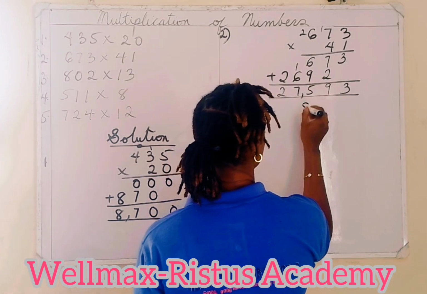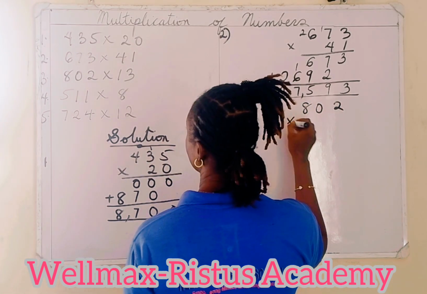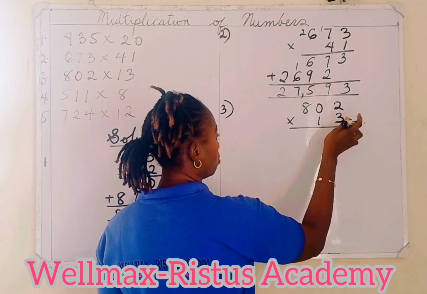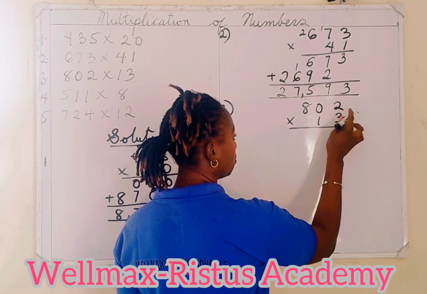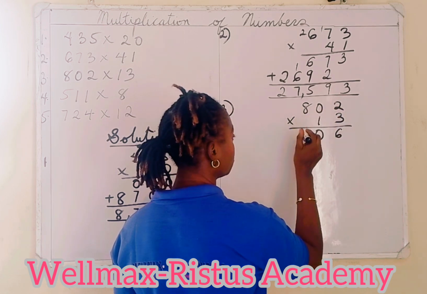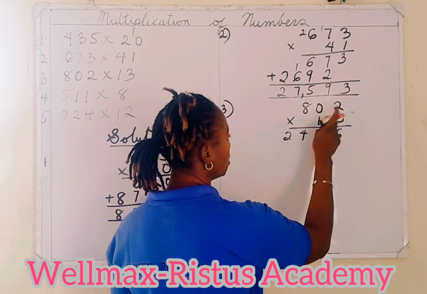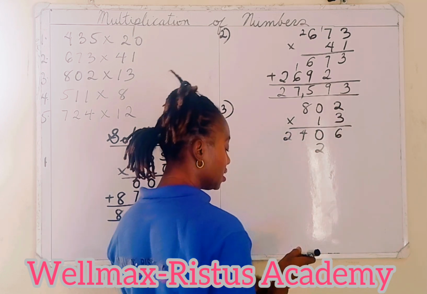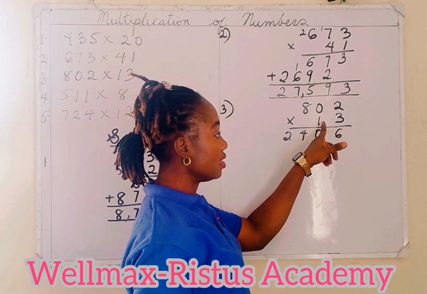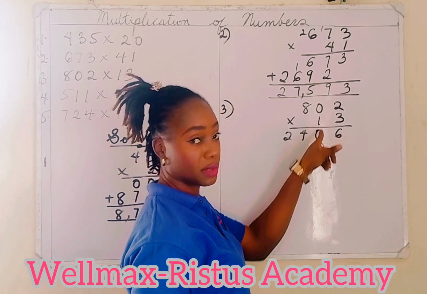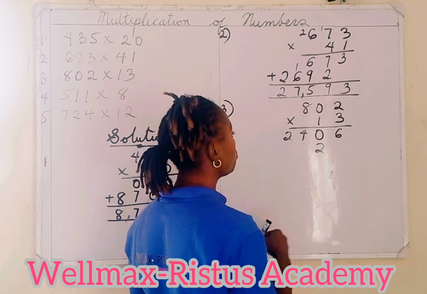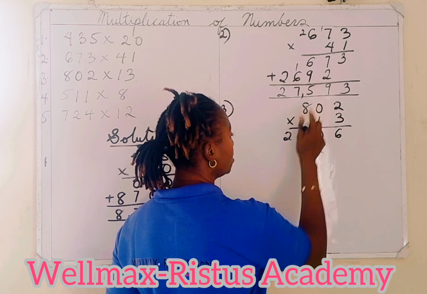Then question 3. We have 802 times 13. So we have 3 times 2 is 6, 3 times 0 is 0, and 3 times 8 is 24. 1 times 2 is 2. You can see when I'm starting from the second number, I do not start writing the answer from here. I start directly from under the number I'm multiplying with, okay? Which is the multiplier. 1 times 2 is 2, 1 times 0 is 0, and 1 times 8 is 8.